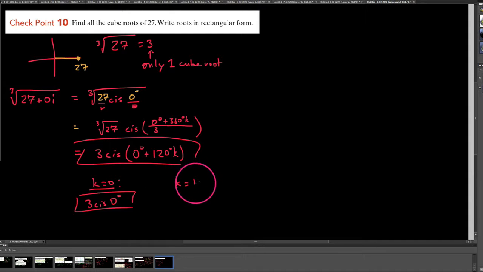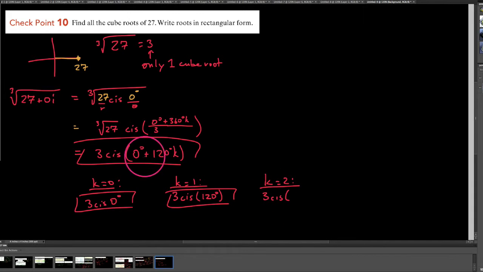When k is equal to 1, we would get 3 cis 0 plus 120 degrees times 1. So in other words, we would get 3 cis 0 plus 120 degrees, in other words, 120 degrees. So I'll put a box around this. And then for k equals 2 here, we would say we get 3 cis of 0 plus 2 120s. So in other words, 240 degrees there. I'm going to fix that degree symbol, make it a little bit smaller. And so these are our 3 cube roots here.